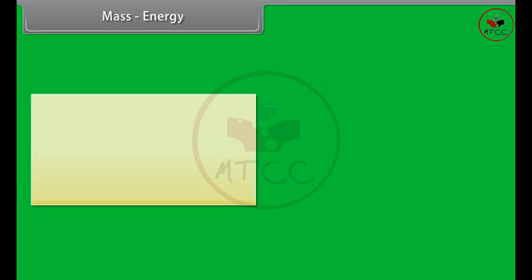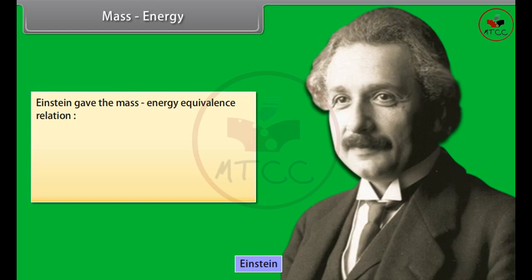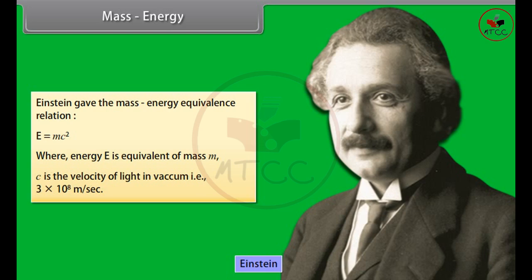Mass energy. Einstein gave the mass-energy equivalence relation. E = mc², where energy E is equivalent of mass m. c is the velocity of light in vacuum, that is 3 × 10^8 meter per second.